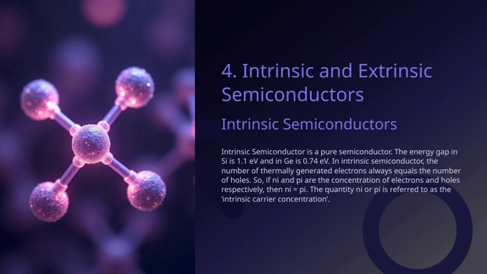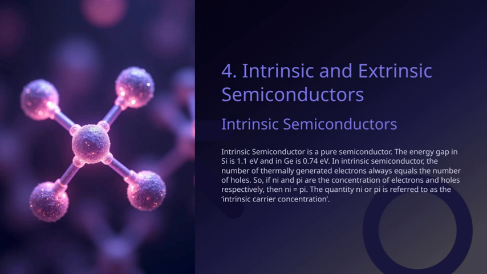For germanium, or Ge, this energy gap is slightly smaller, at around 0.74 electron volts. Now, in an intrinsic semiconductor, an important point to note is that the number of thermally generated electrons always equals the number of holes. This is because when an electron gets enough thermal energy to jump from the valence band to the conduction band, it leaves behind a hole in the valence band. So, for every electron that is excited into the conduction band, a corresponding hole is created.